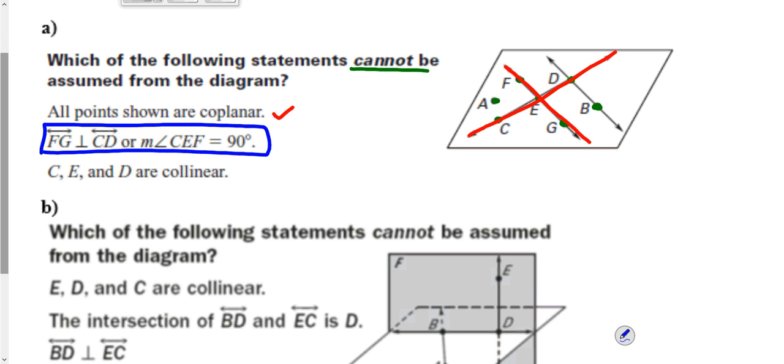Let's look at the last one. Points C, E, and D are collinear. Points C, E, and D. Right. Yes, we can assume this one. They all lie on that same line.